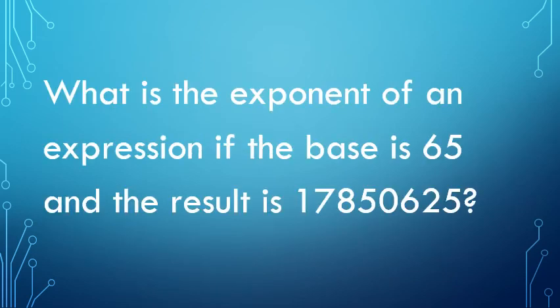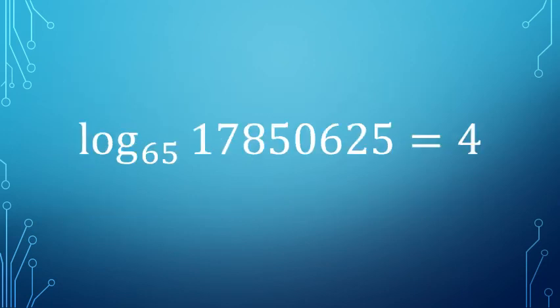Now, let's move to another problem. And this problem is really easy because right away you can understand that you want to find the exponent. What is the exponent of an expression if the base is 65 and the result is, wow, that's a big number, 17,850,625. Well, you want the exponent. And if you have been paying attention to this presentation, you only have to use a logarithm. Logarithm in base 65 of 17,850,625 equals 4.